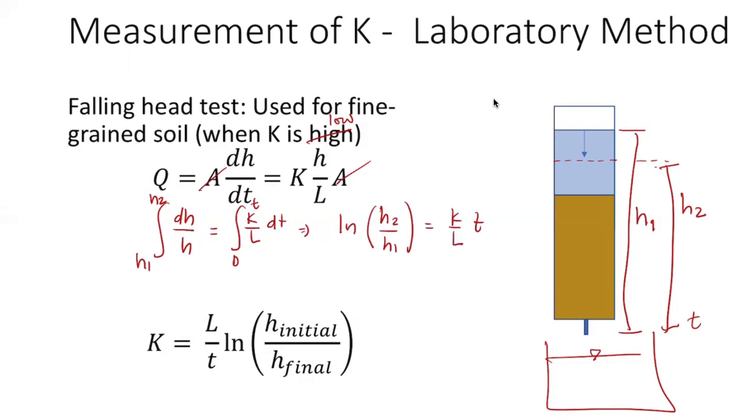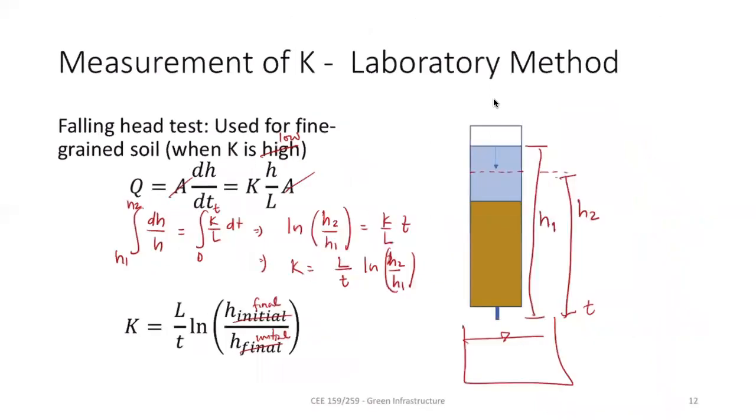Okay, so that will determine K, which would be L over T ln H2 over H1. So this H1 is the initial H, and that's the final H. So this should be actual. There is a typo here. It should be H final over H initial. Okay, all right. So you can determine that.